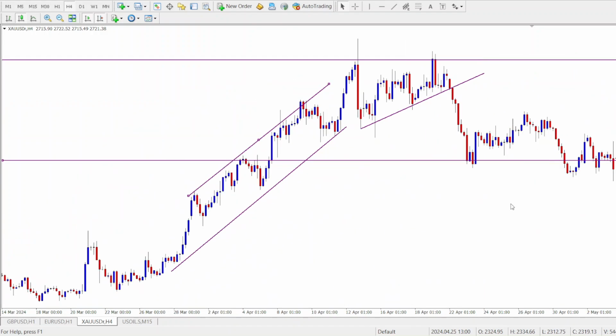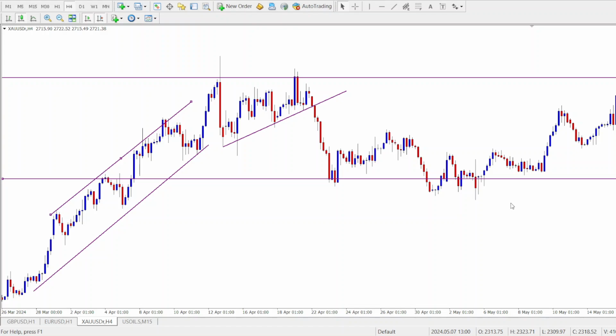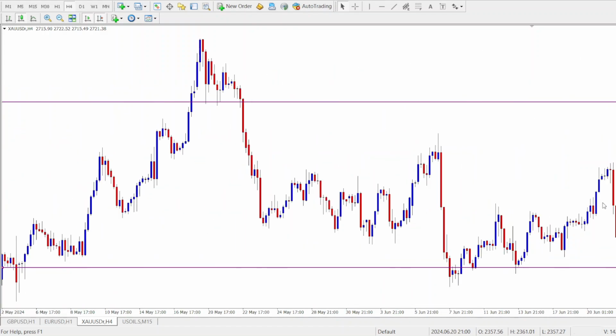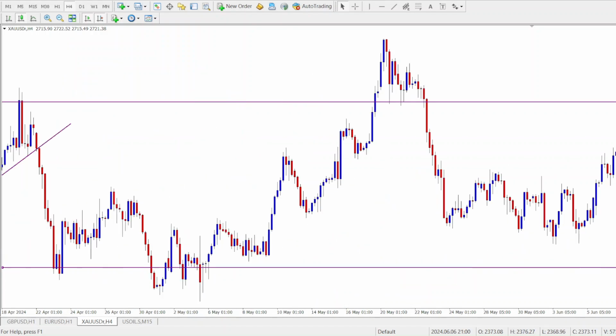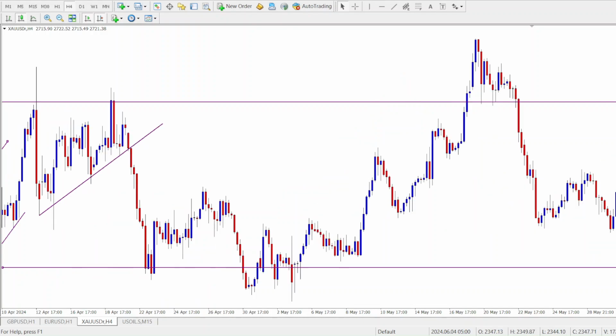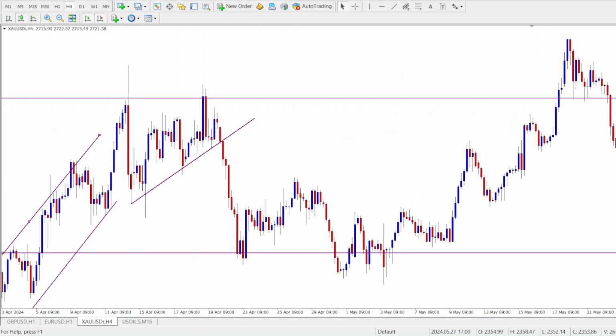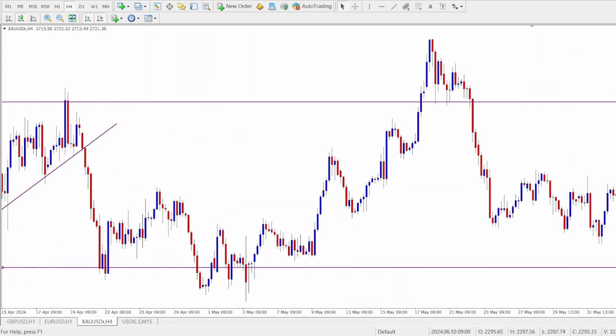Then in terms of psychological levels, round numbers, for example, maybe 2300, 2400, 2500, and all of that, often act as psychological barriers where traders place buy or sell orders. So it's good that you are aware of how price behaves around these levels of round figures.